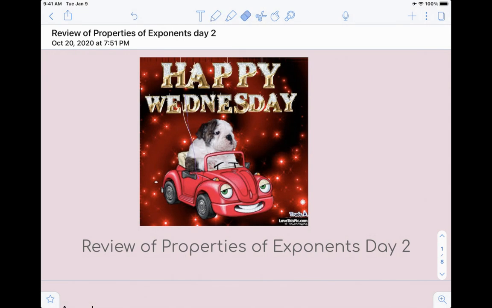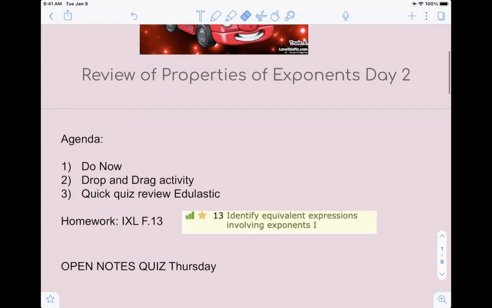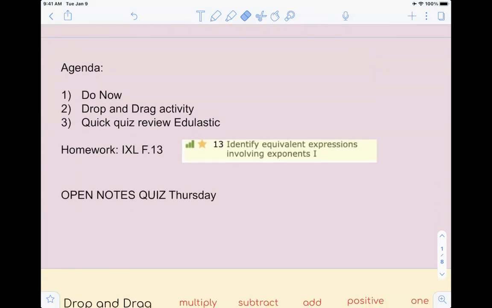So our agenda is to complete our do now, and to complete a drag and drop activity. You are then going to do a nice quick quiz review on Edgenuity in preparation for the open notes quick quiz on Thursday. And your homework is on IXL. I've already assigned it. It's in the recommendations. It's F13, which is to identify equivalent expressions involving exponents.